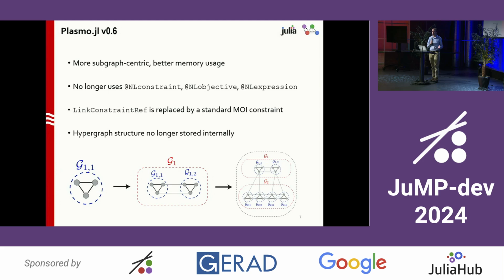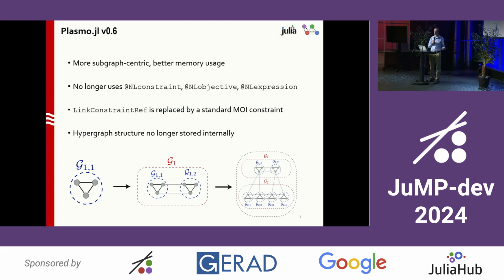As I mentioned, we just released last night Plasmo version 0.6, so this had some exciting changes. For one, it's more subgraph-centric, so previously each node was a JuMP model. Now each subgraph is a JuMP model, which is in the back end. This is a little more efficient on the memory usage.